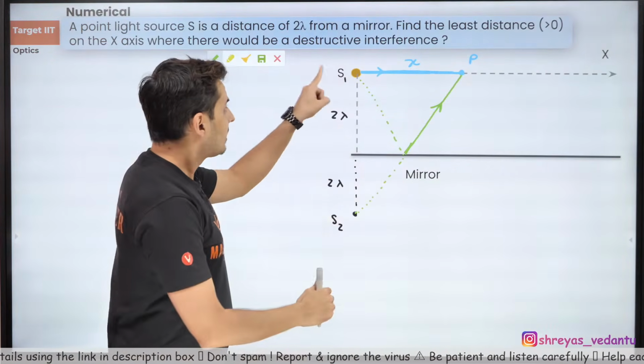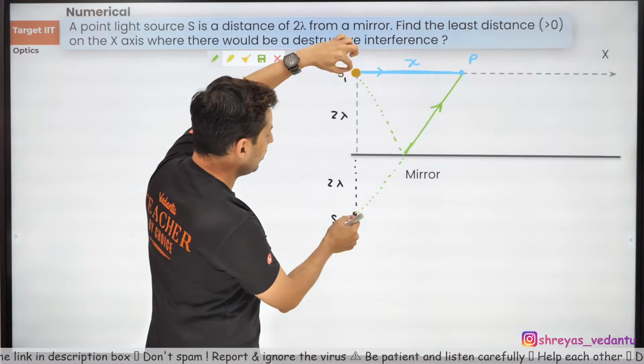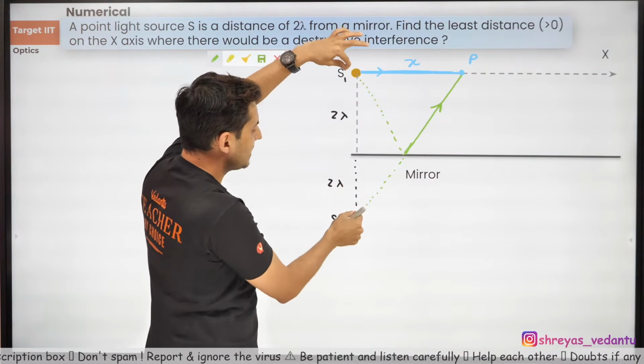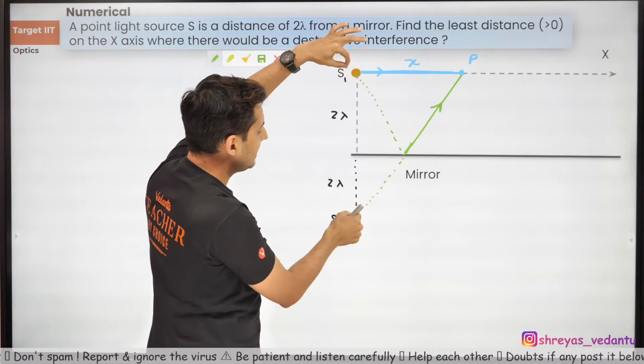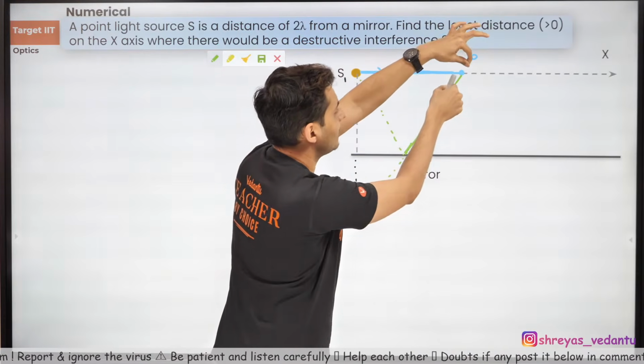Next trick. You can clearly see that if both the sources are actually mirror images of each other, when they emit light at the same moment, the light won't reach at the same time.